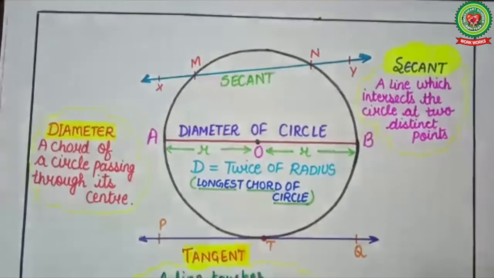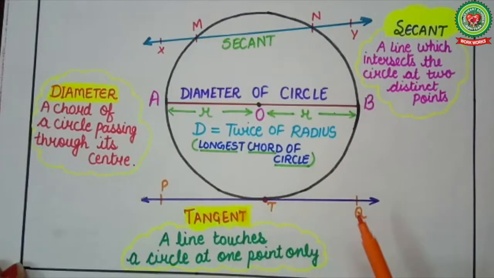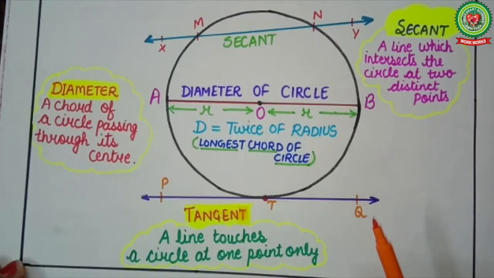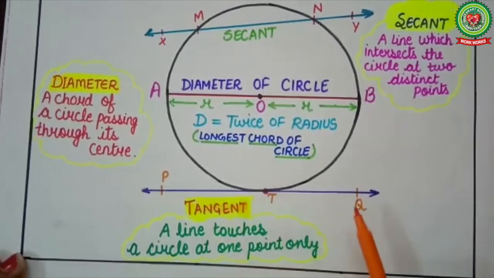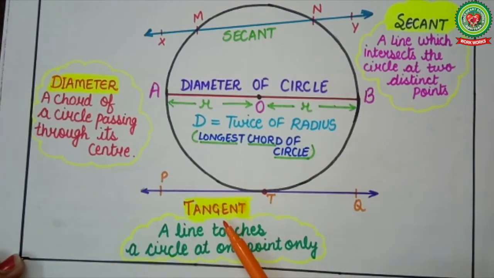Now, a line PQ is passing from the outside of the circle. But wait, it is touching at one point of the circle externally. Yes, so this line PQ is known as tangent. A line that touches a circle at one point only is known as tangent. Now as you are able to see, it is touching the circle at point T. So this point is known as point of contact.